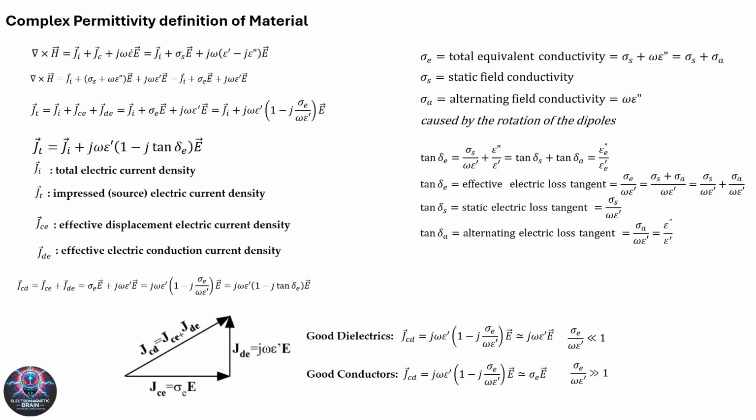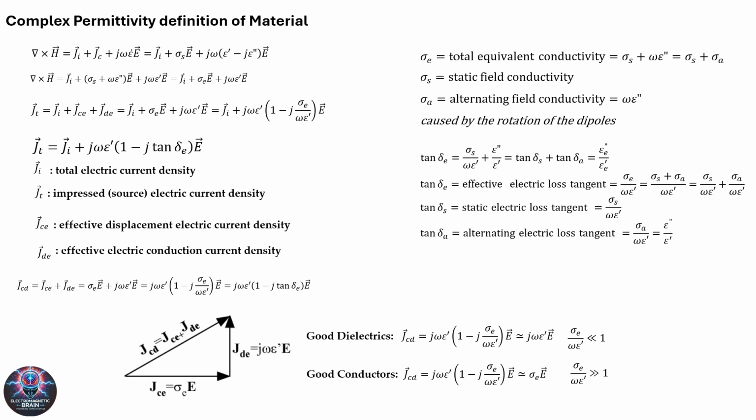Moving forward, the slide delves into the concept of current density J_CD in materials, breaking it down into two key components: conduction current J_CE and displacement current J_D. The conduction current, J_CE, is directly related to the material's electrical conductivity sigma_E and represents the energy dissipated as heat, primarily through the movement of free charge carriers like electrons. On the other hand, the displacement current, J_D, is associated with the polarization of the material and reflects the energy temporarily stored within it. The total current density J_CD is thus the sum of these two components, providing a complete picture of how the material responds to an applied electric field.